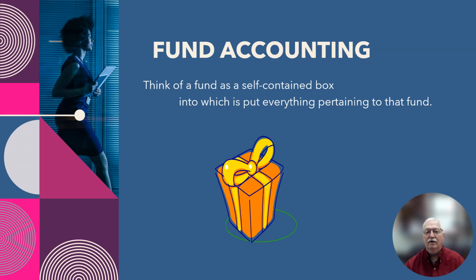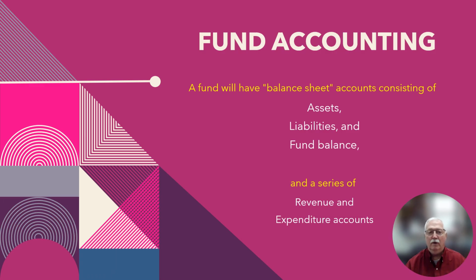Think of a fund as a self-contained box into which is put everything pertaining to that fund. Remember to think of a fund like a box into which we put the balance sheet. The balance sheet consists of assets, liabilities, and fund balances, along with a series of revenue and expenditure accounts. The purpose of these accounts is to record and tell the story of what is going on in that specific fund.